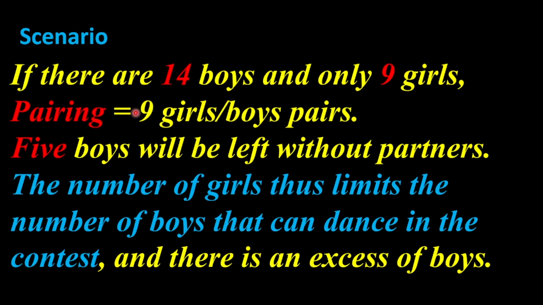Now if we are to pair them, we can say that you have 9 girls pairing with 9 boys, meaning that we will have 5 of the boys left without partners. So the number of girls limits the number of boys that can dance in, let's say, a contest. We can also say that we have 5 boys in excess. So the limiting becomes the number of girls here, minus this one will give us 5 boys in excess. So that is the scenario that we are going to use.